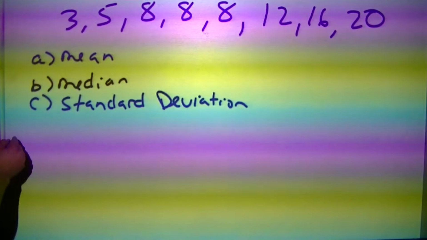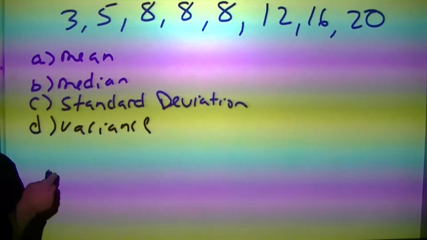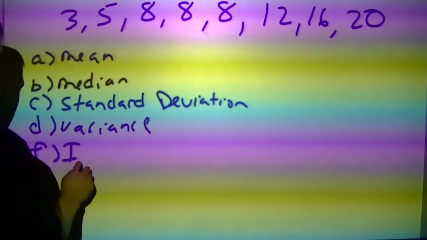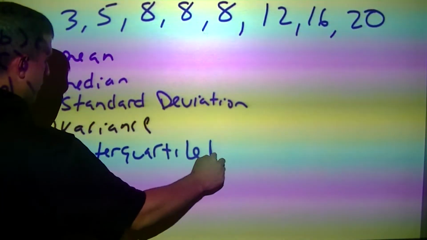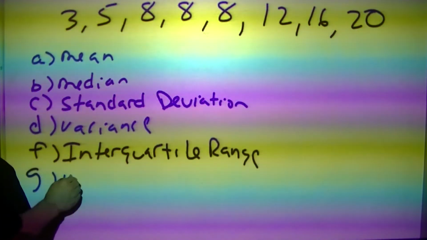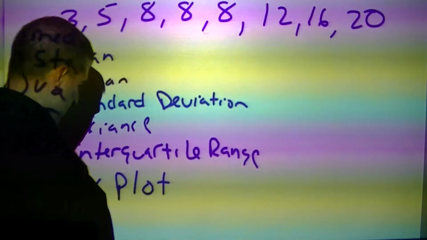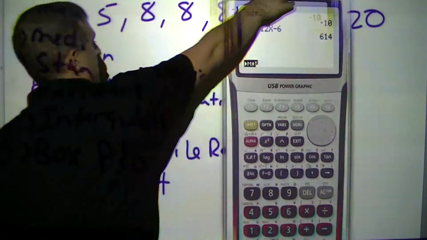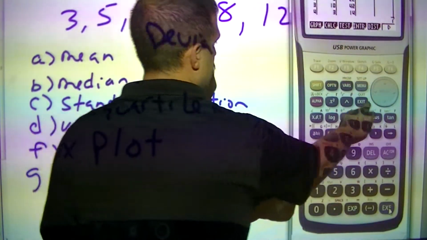Okay, let's say we want to find the variance. Let's say we want to find the interquartile range. Let's say we want to find the box plot. Okay? So, what we want to do here is we want to go to menu and we want to go to stat. Okay, I'm going to delete all these things.